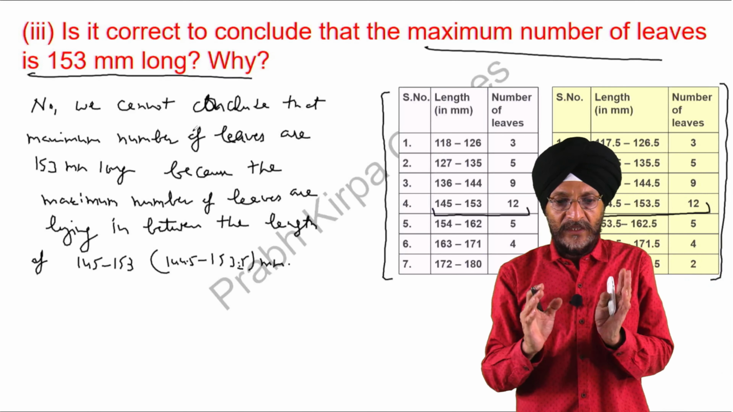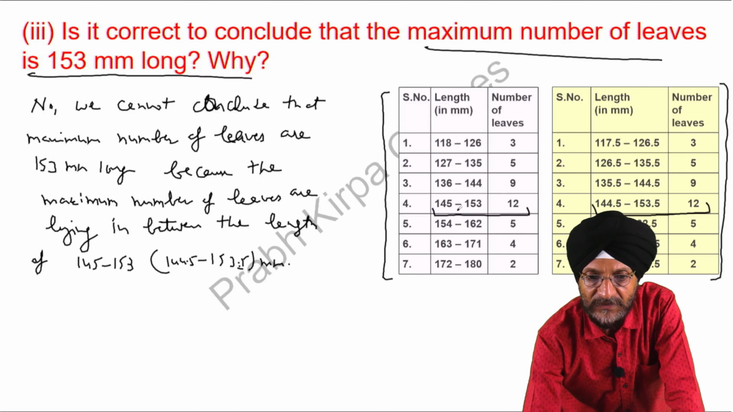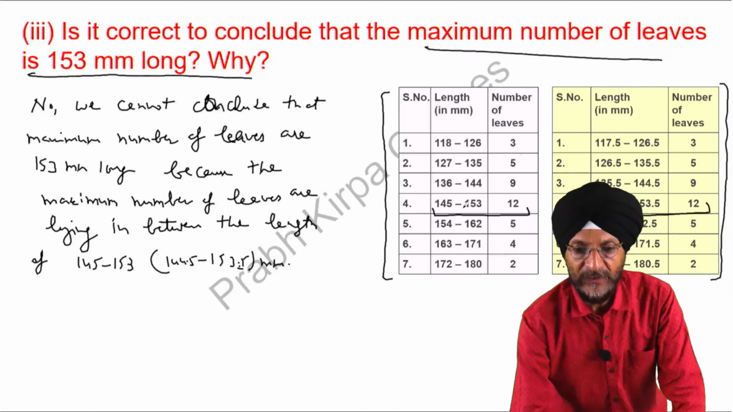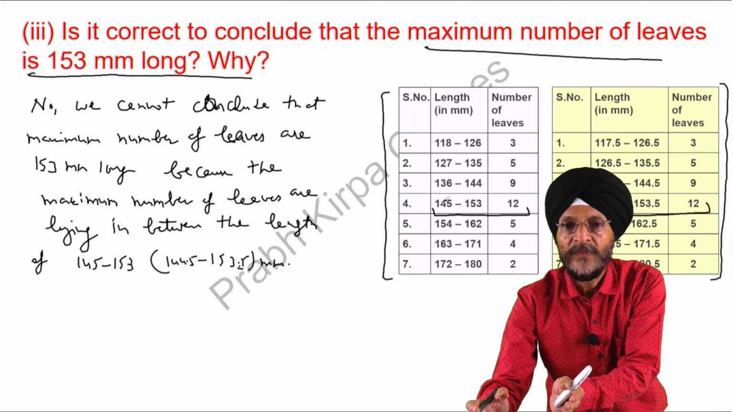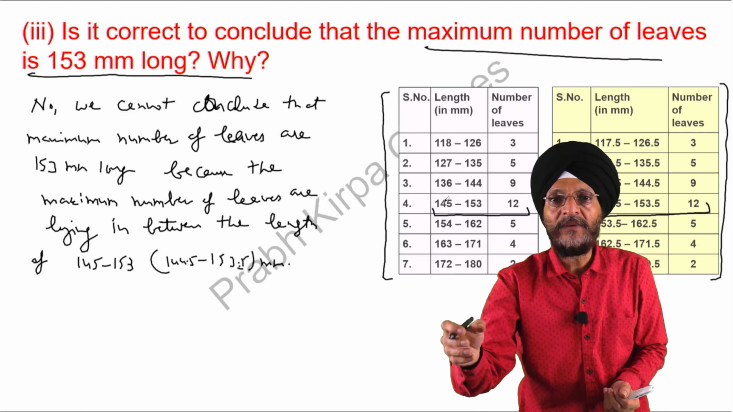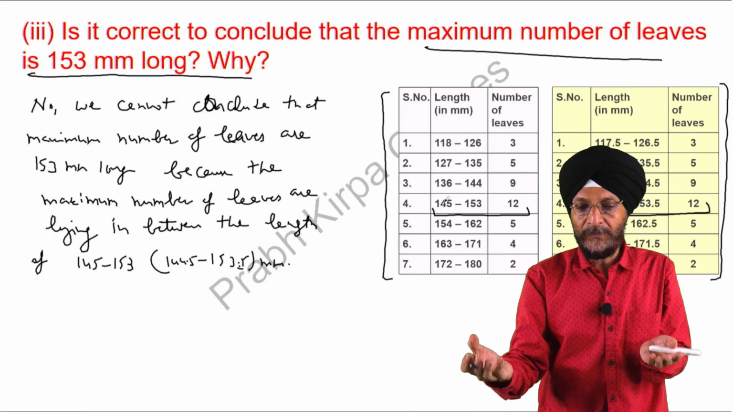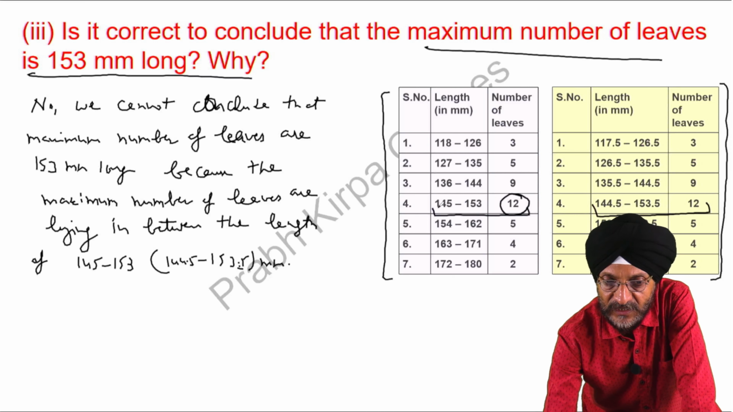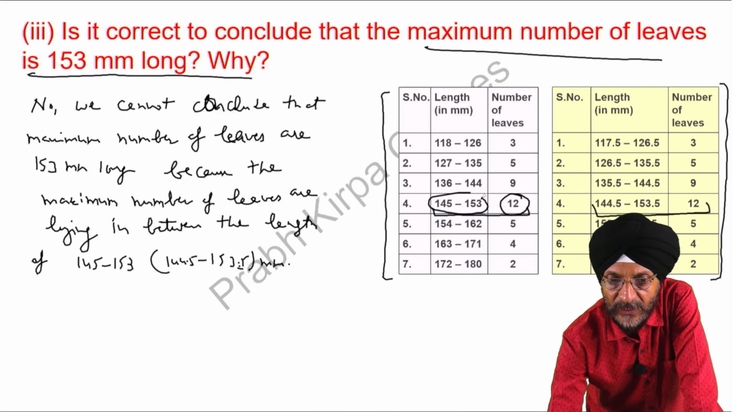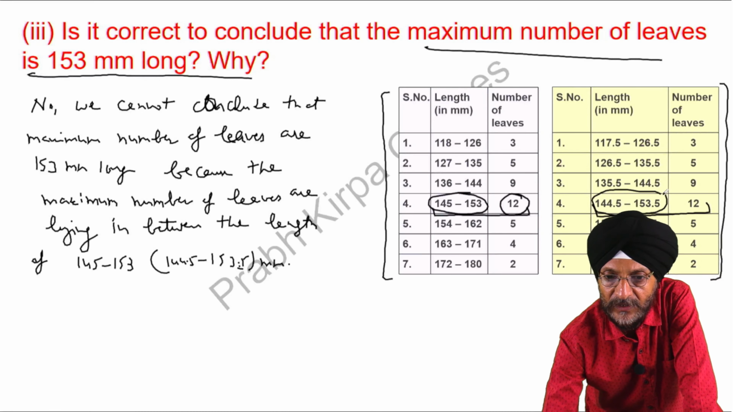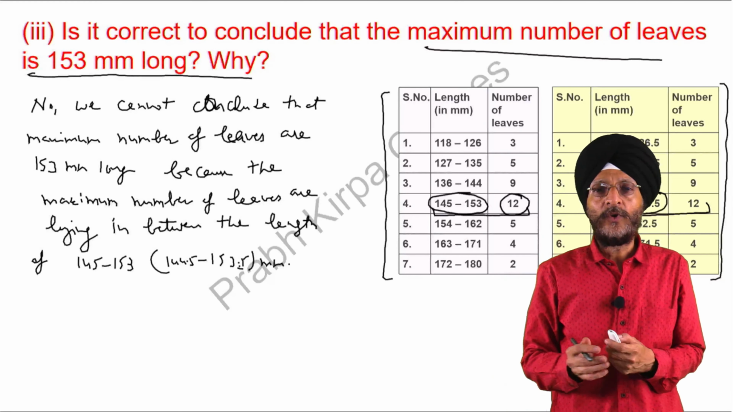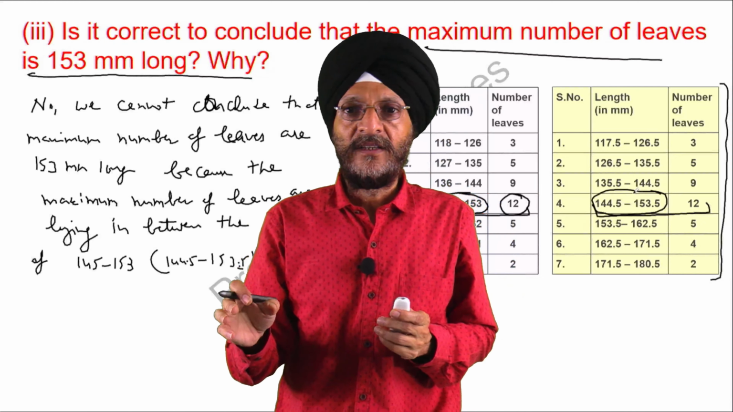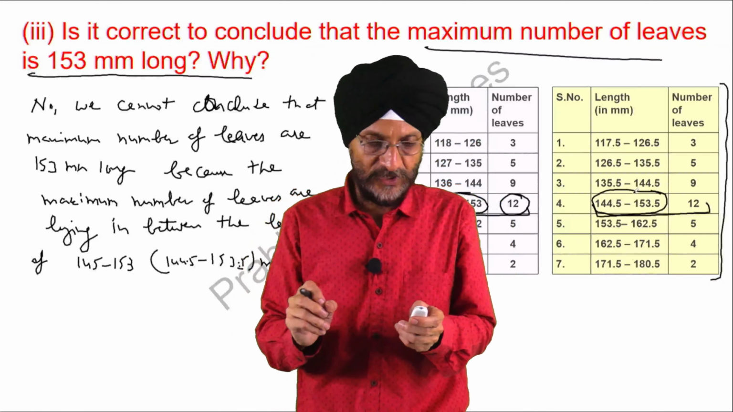That is, the maximum number of leaves are lying in this particular class interval. So it is quite possible that one leaf may be 145 millimeter, another is 146, then there may be two maybe 150 millimeter in length, but the total is 12. So this point total represents this class interval. That is, the length may lie anywhere between these two class limits. So we hope you have understood this question from various perspectives, not restricted to what is asked in the question.